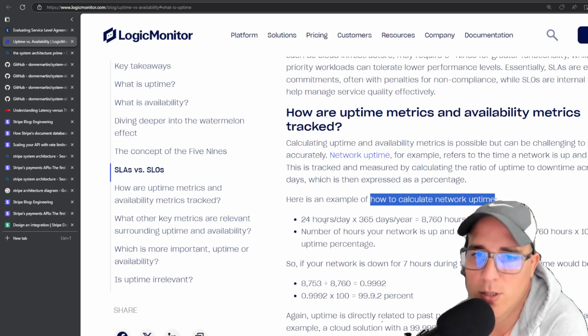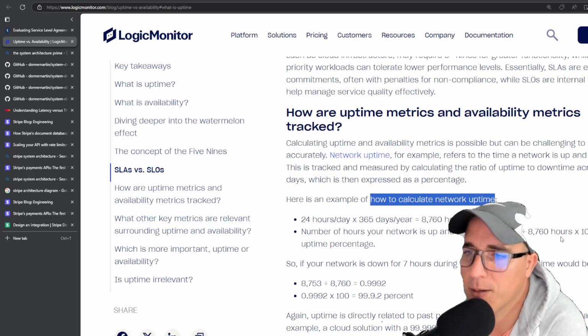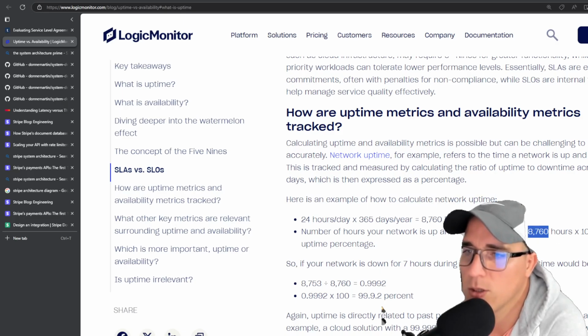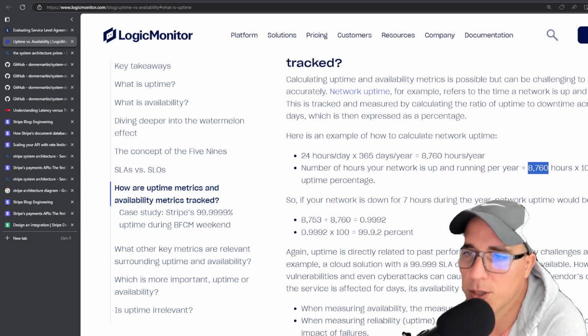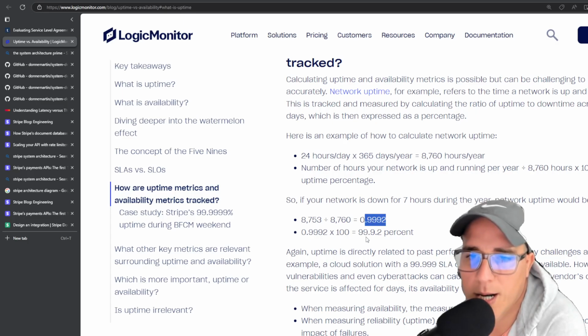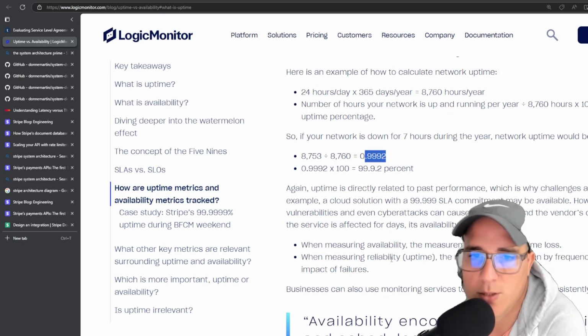Here's an example of how to calculate network uptime. You have 24 hours a day times 365 days a year, which is in total 8,760 hours a year. The number of hours your network is up and running per year divided by this amount of hours, times 100, will give you the yearly uptime percentage. So if your network is down for 7 hours during the year, network uptime will be 99.92%.